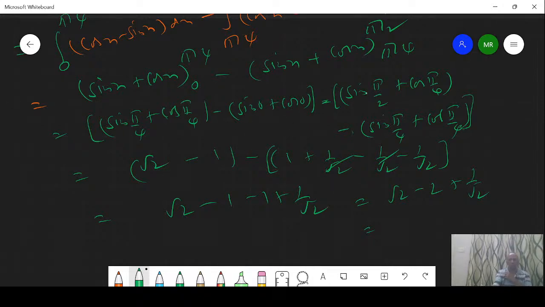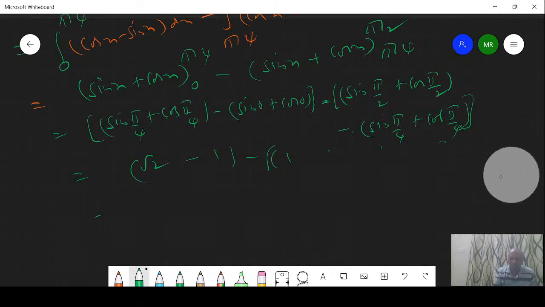Be careful here applying the limits, pi by 4 to pi by 2. Sin pi by 2 plus cos... I have written this one. See the mistake here. Sin pi by 2 cos pi by 2 I should write here. You should be careful here, where this is sin pi by 2 cos pi by 2. I have changed it now: cos pi by 2 minus sin pi by 4 cos pi by 4. You should be careful, so then I will change the answer.